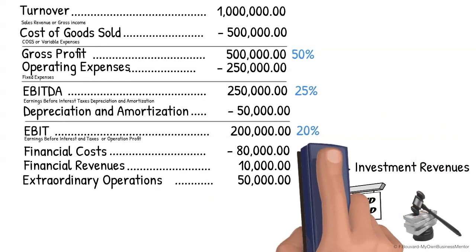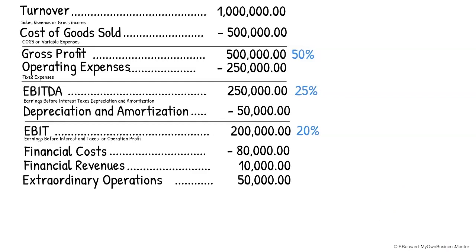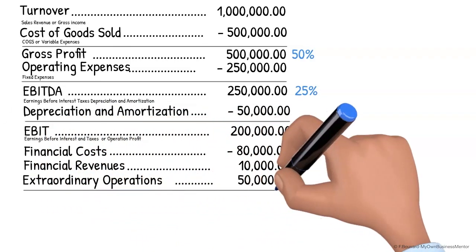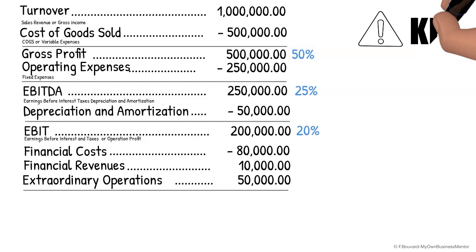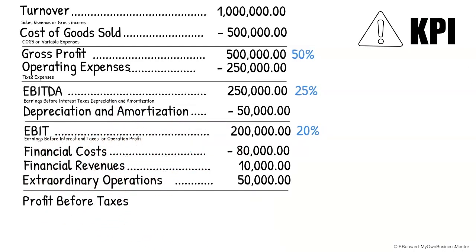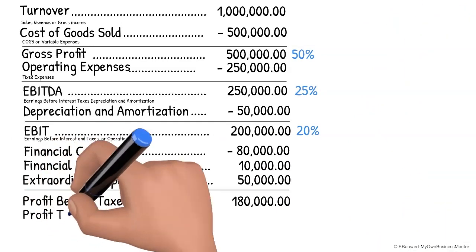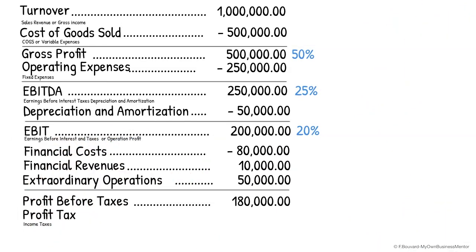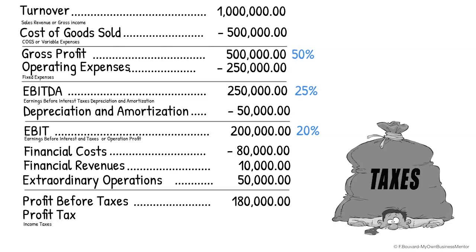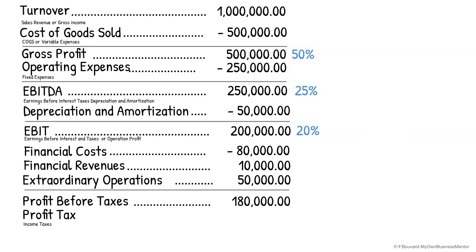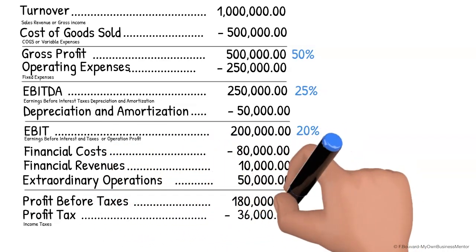By subtracting financial costs, adding financial revenues, and subtracting or adding extraordinary operations, as the case may be, we reach another KPI, the profit before tax. It's the earnings before the government takes its share through taxes. Here the profit before taxes amounts to $180,000. Next, we account for profit tax, also referred to as income taxes, the amount a company must pay to the government. This figure varies based on local tax regulations and is not optional, it's dictated by law. Assuming the profit tax rate is 20%, this would translate to a tax amount of $36,000.